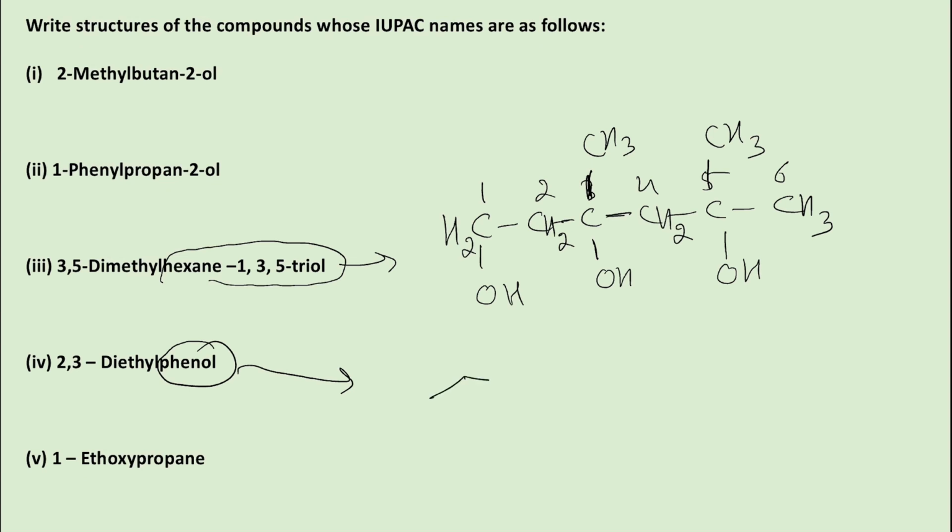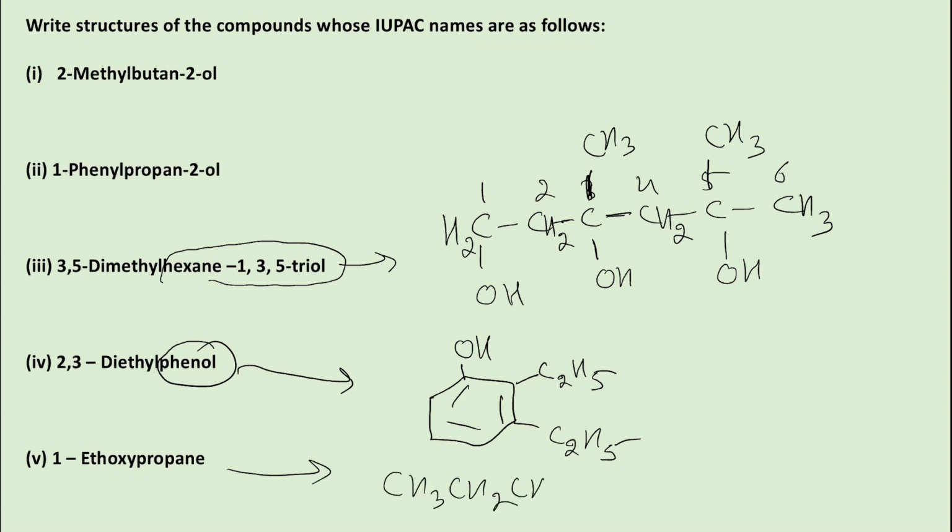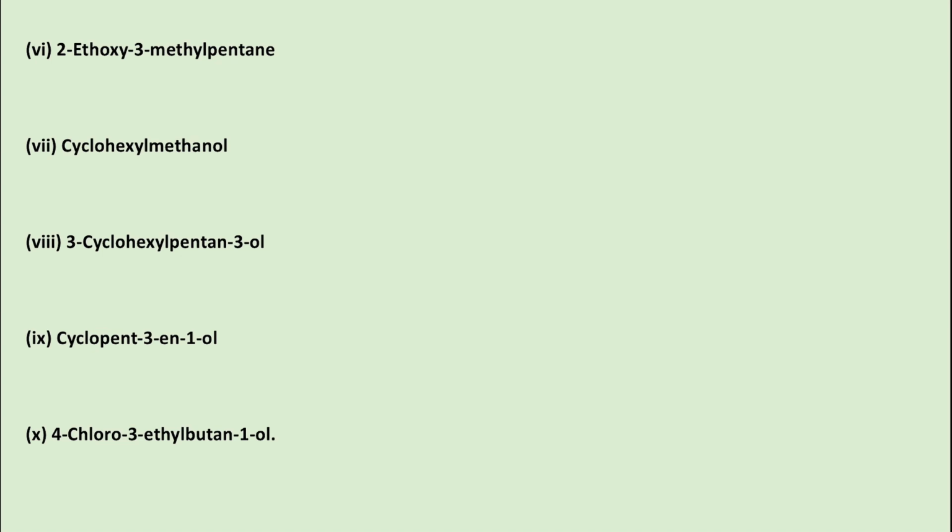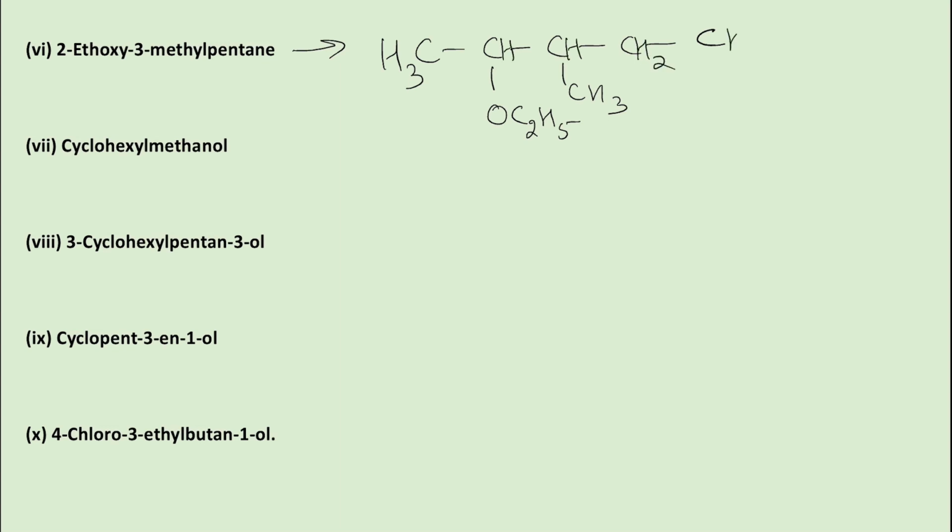Phenol is the parent compound. Phenol. Second carbon ethyl, third carbon ethyl, done. 2 3 diethyl phenol. Last, 1 ethoxy propane, CH3 CH2 CH2 propane. On the first carbon OC2H5, that is ethoxy, done. Next, 2 ethoxy 3 methyl pentane, 1 2 3 4 5, 2 ethoxy, this is ethoxy, on 3 methyl and 5 carbons, complete the 4 bonds, done.